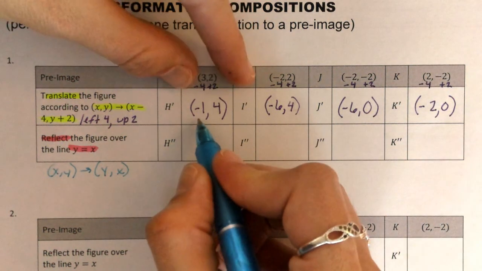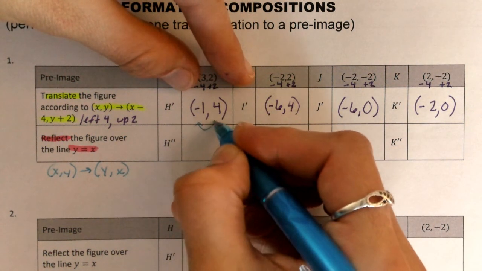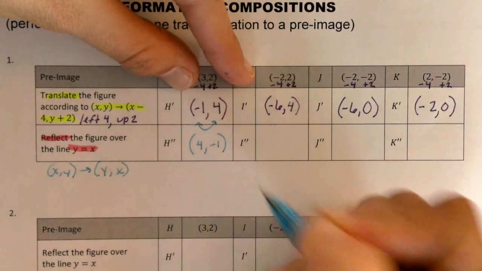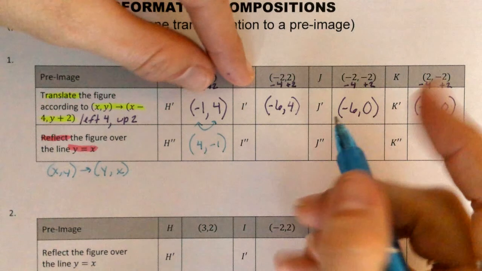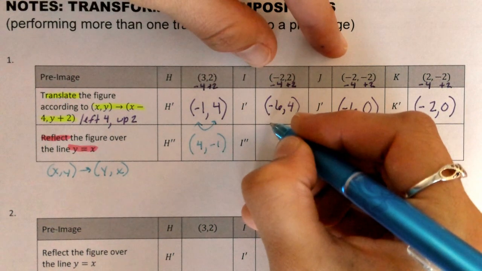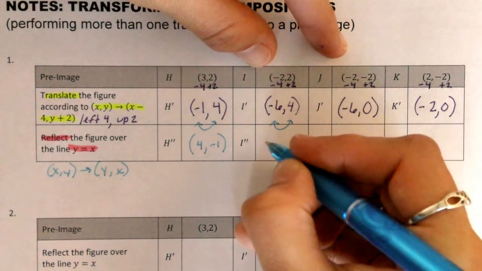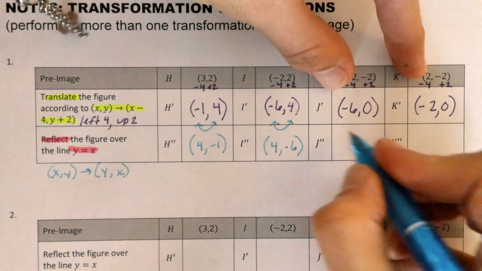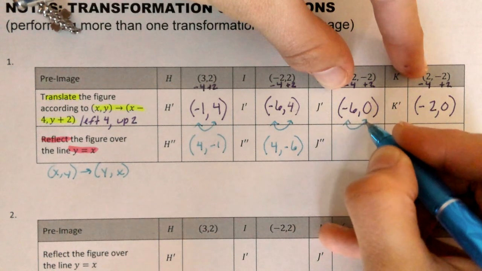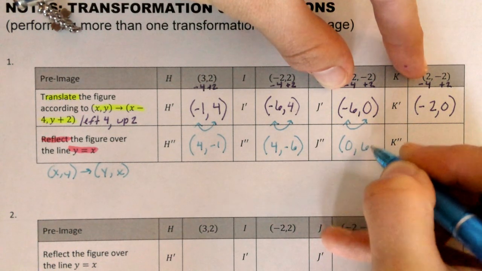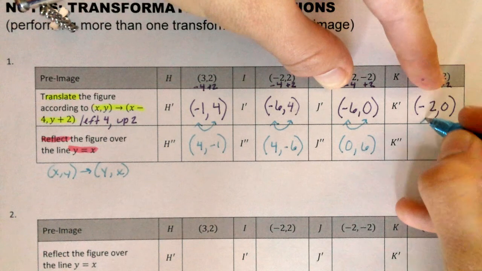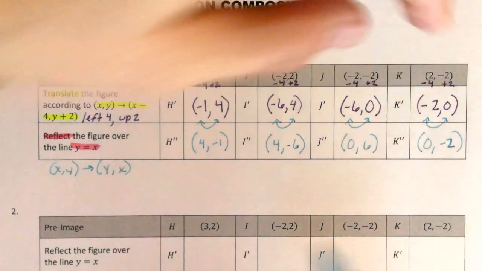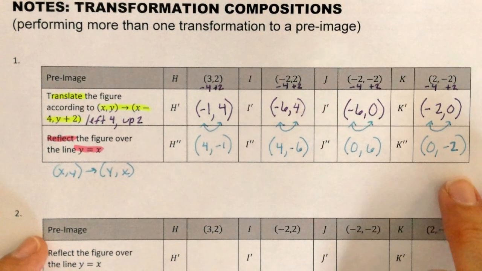So here I'm going to take my negative 1, 4. I'm going to switch those 2 around. H double prime is going to be at 4, negative 1. Okay, all I did was swap them around. Easy one. I like this one. So I double prime, let's switch these around. We'll have 4, negative 6. Over here, J double prime, when we switch J prime around, we'll have 0, 6. K double prime, switch them around, we have 0, negative 2. We're going to come back to H, I, J, K double prime in a moment.